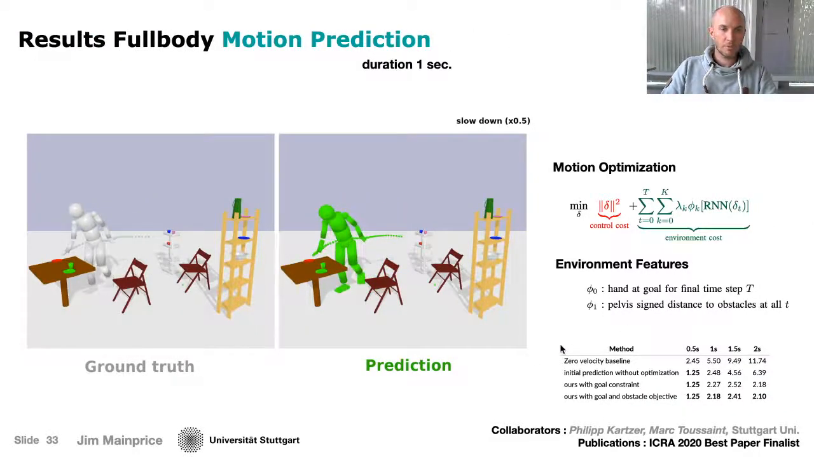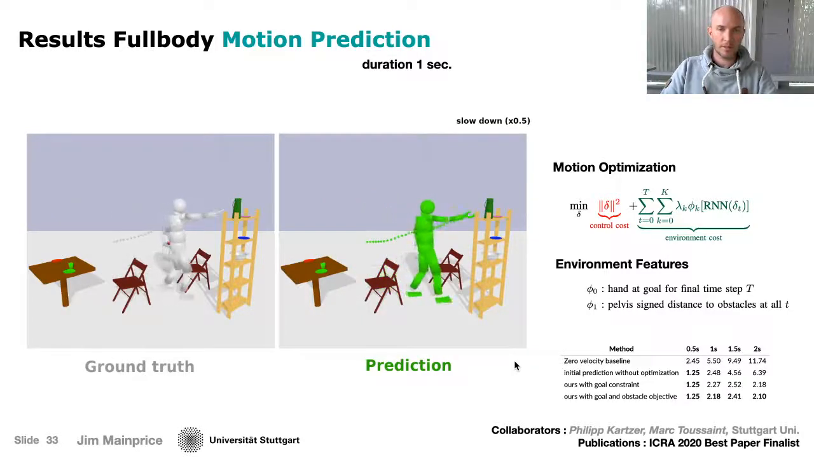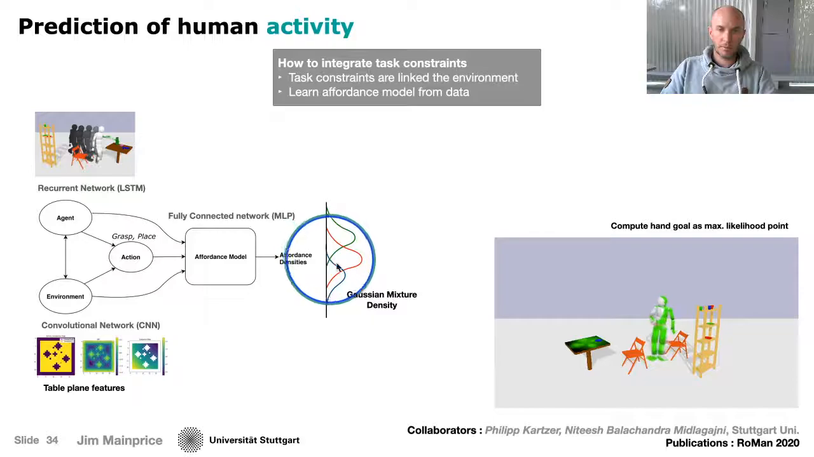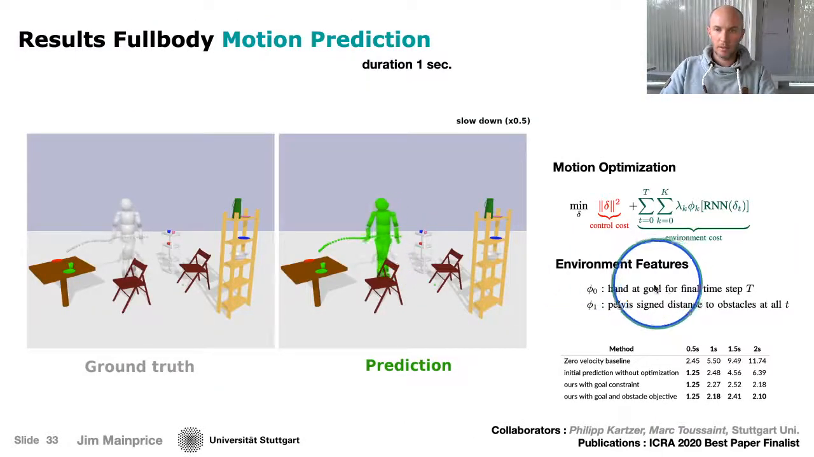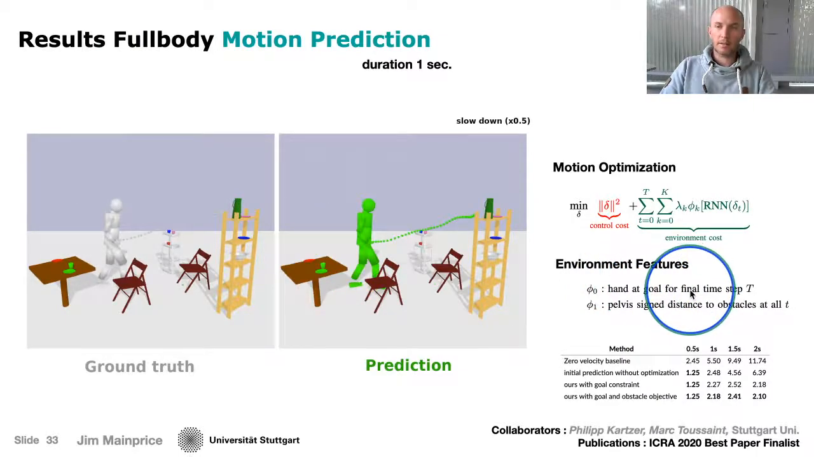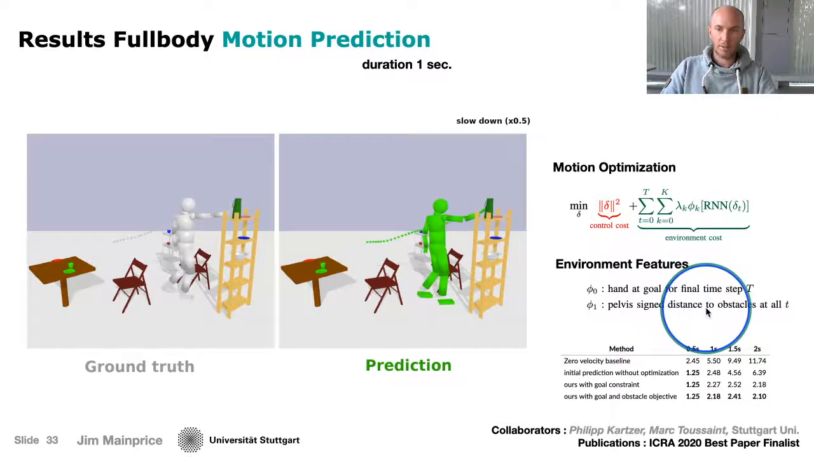Okay, so if we look at results here, we have the ground truth on the left side and the prediction on the right side, and we use two environmental features here. We use the hand goal position at the final time step, and we use the signed distance to obstacle for the pelvis. So what we can see is that the ground truth and the predictions are very close, and we also confirm statistically that by considering both of the constraints, we outperform just considering the goal constraint, and then we outperform by a very large margin just not using any constraints, but rather only using the control cost, which is being driven to zero. So that's like the unroll of the recurrent neural network.